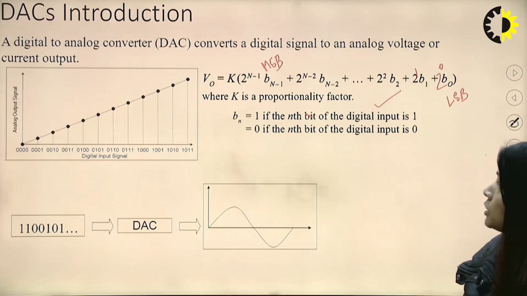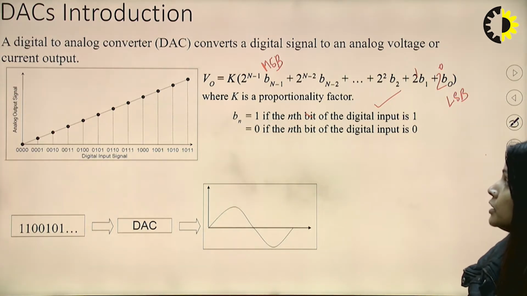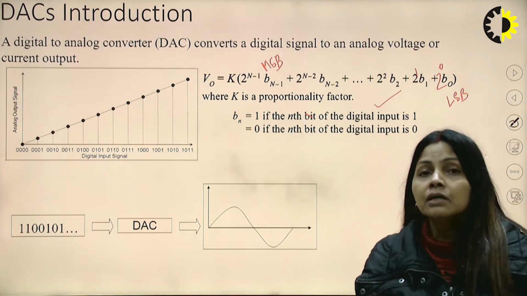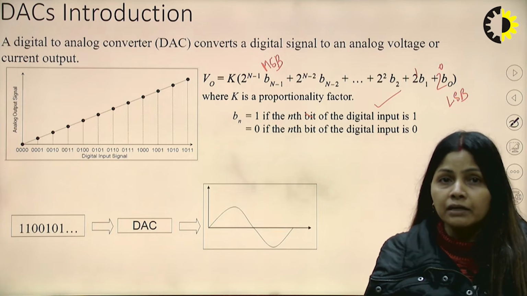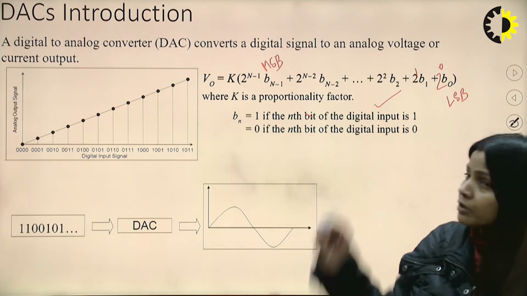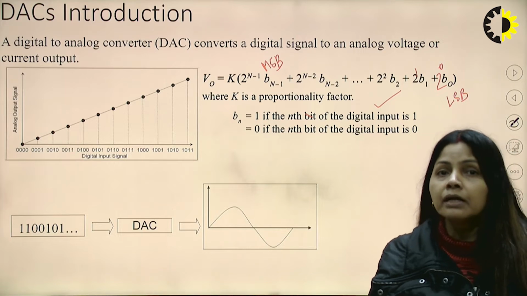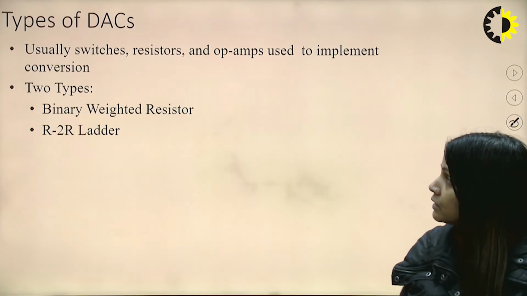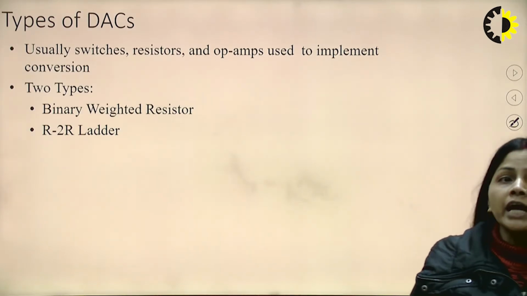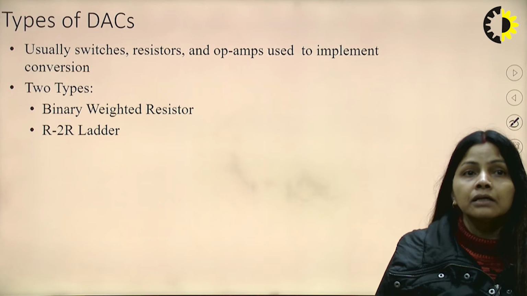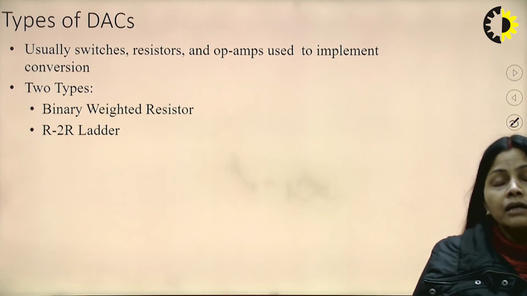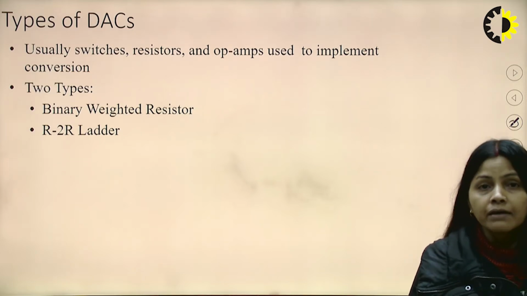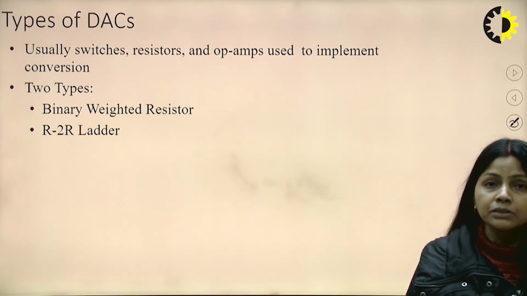For each Bn, either Bn is equal to 1 or Bn is equal to 0, only two values, because it is the digital input we are giving to the DAC. So this formula has to be remembered all the time. This is important as far as the DACs are concerned. Now there are two types of DACs, and the DACs basically employ circuits including switches, resistors, op-amps, etc.